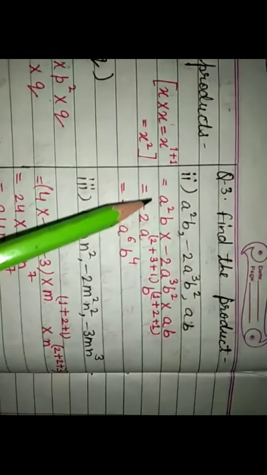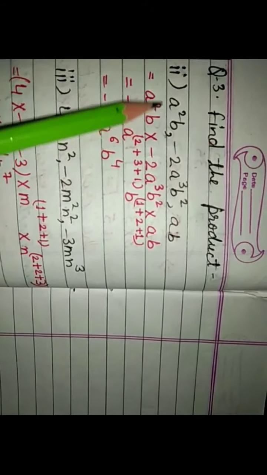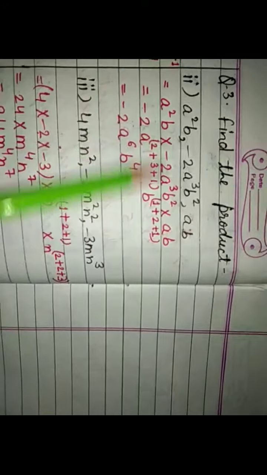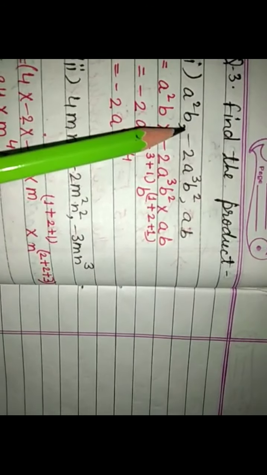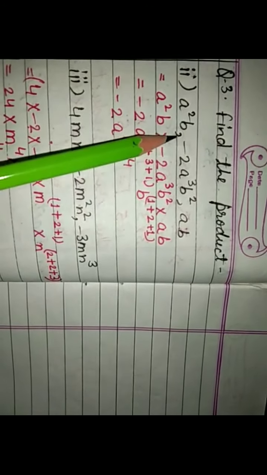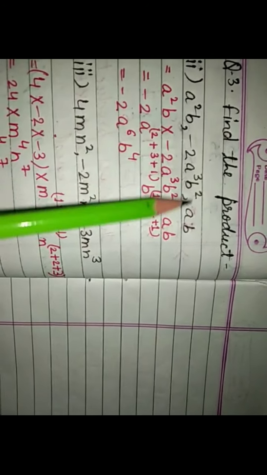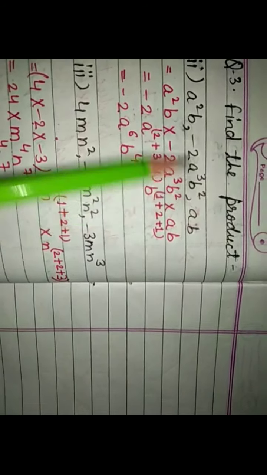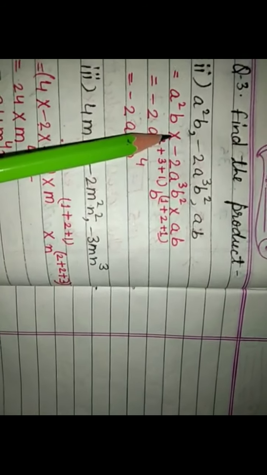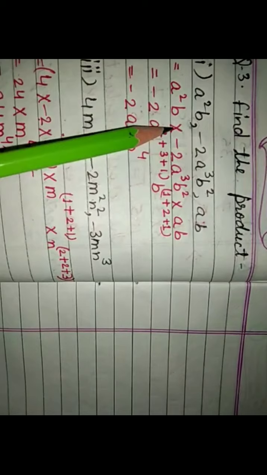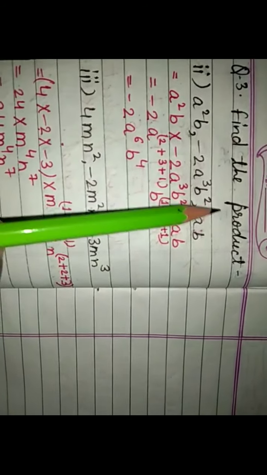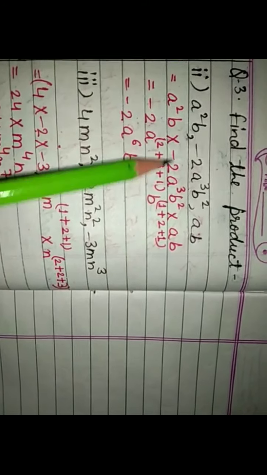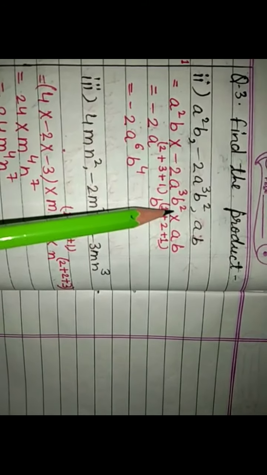To get the product, you have to manage all the polynomials like this. At the place of these commas, which are between the first and second monomial and between the second and third monomial, you will put a multiplication sign, because you want the product as a result. So a square b multiply minus 2 a cube b square multiply ab.